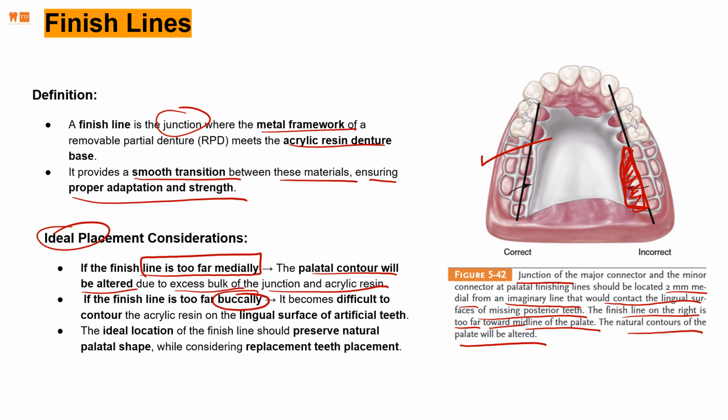If it's too buccally placed, like if for example, all of this is placed here, imagine if it's too buccally placed. It's difficult to contour the acrylic resin on the lingual surface, and then there's just metal here, which is pretty odd, right?